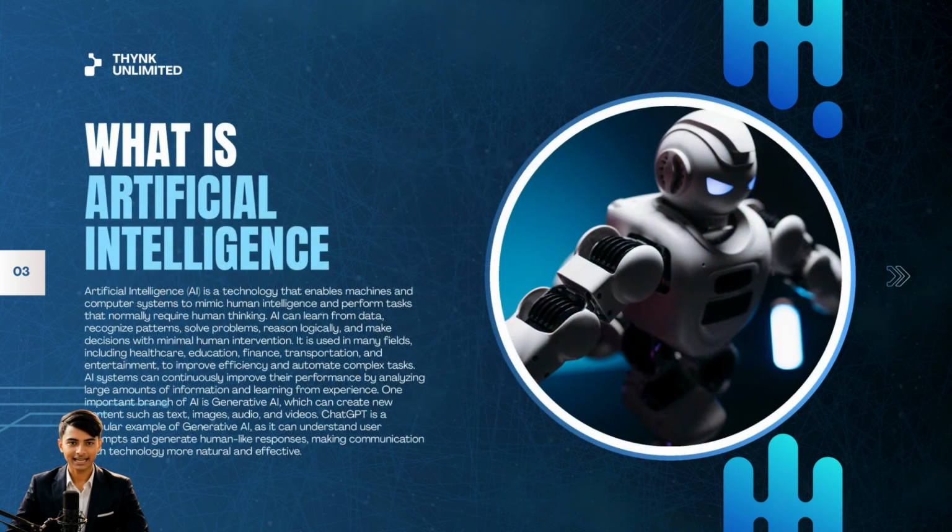Artificial intelligence (AI) enables machines to mimic human intelligence, performing tasks like learning, pattern recognition, and decision making. It's used across various fields to enhance efficiency and automate tasks. AI systems improve by analyzing data and learning from experience. Generative AI, a branch of AI, creates new content, with ChatGPT being a notable example.